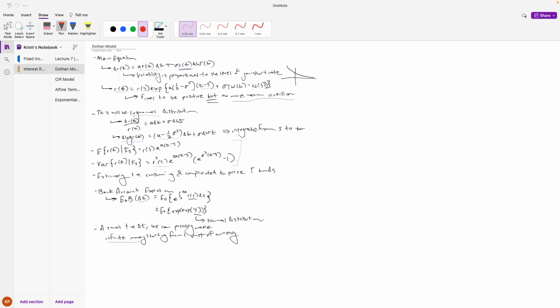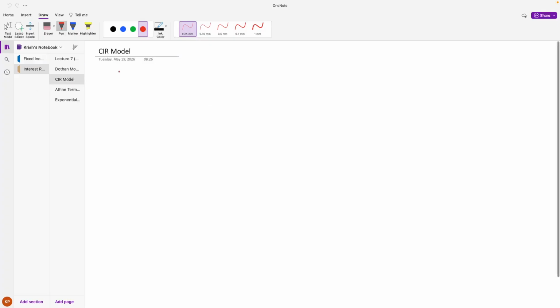So that's the Dothan model. Based off this, we can obviously assume that this will not be used in the practical sense. But of course, the advancements that were made here in 1978 were still extremely important because it led to a bunch of other models, as we will see in the future. So it's not useless, right? It's very, very important still. And so that's where we go into the CIR model, okay?